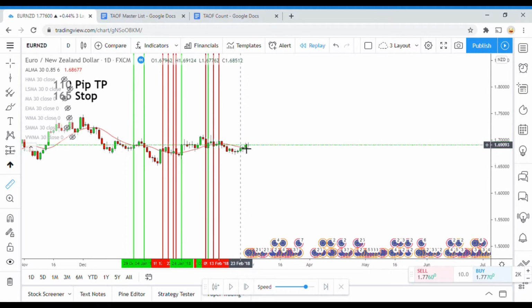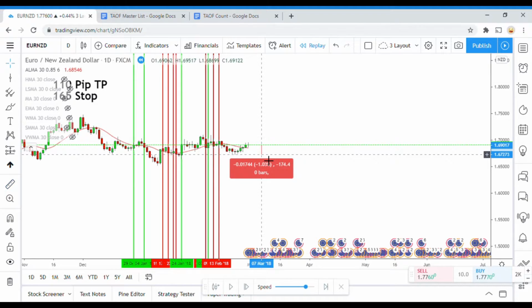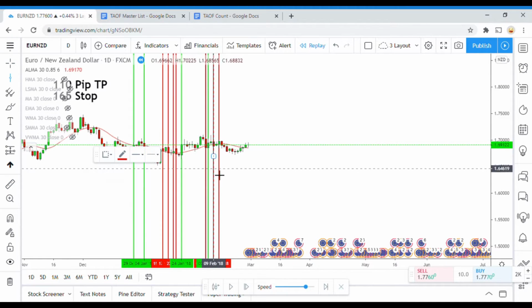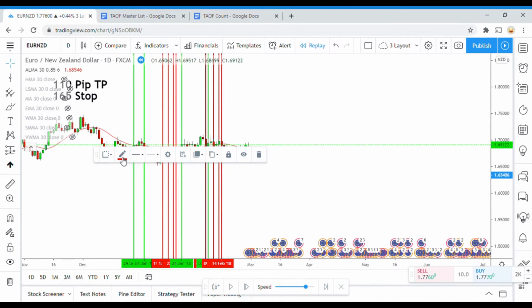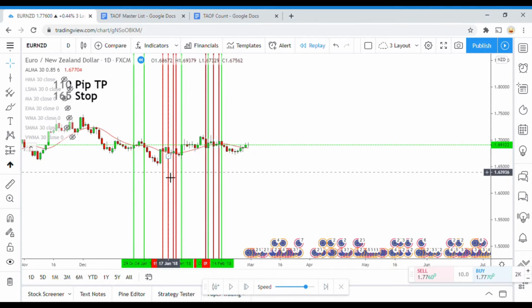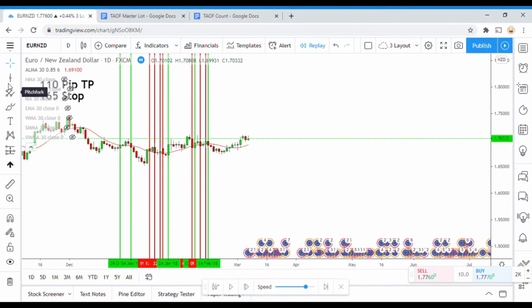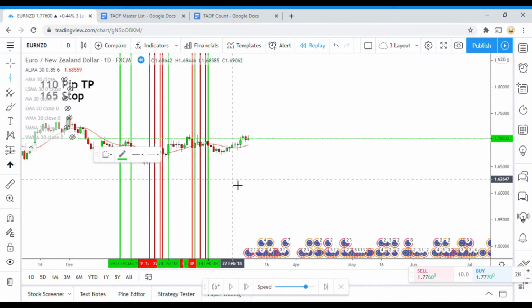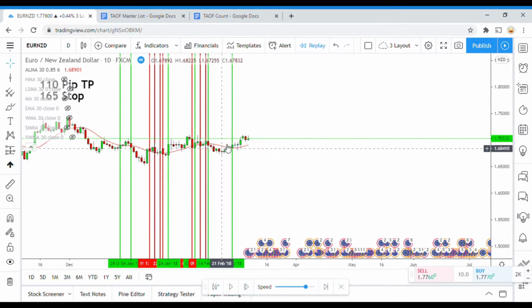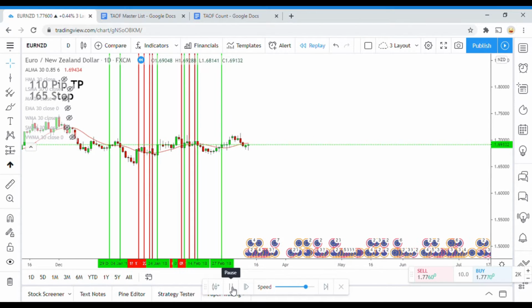Alright, let's see. Measure this one out here. Did get the win on that one. So you can see we are getting quite a bit of choppiness out of this moving average already. That one was a win there.